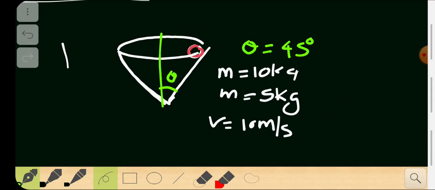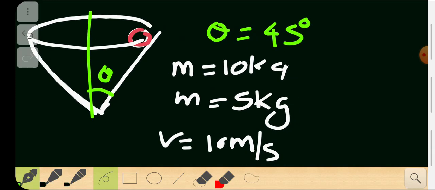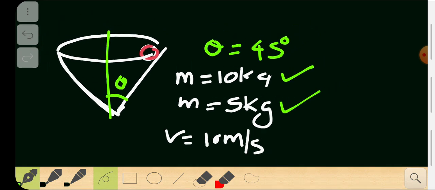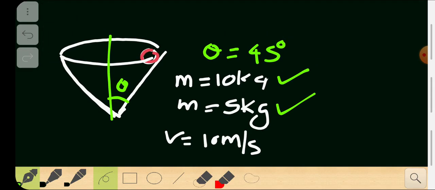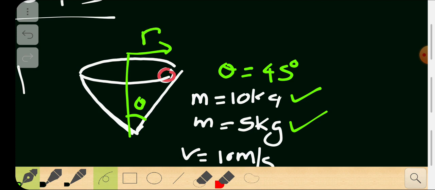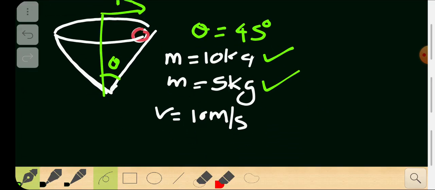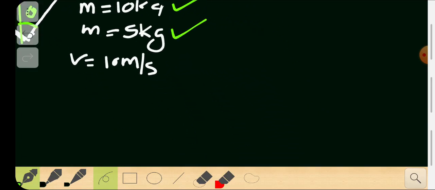Now I need to find out, for these two balls, the first one is 10 kilograms and the second has 5 kilograms, would there be any difference in the radius of rotation for these two balls? The radius of rotation for these different masses, that's the question. You can pause this video and do the problem yourself, or if you don't know how to do it, then let's do it together.